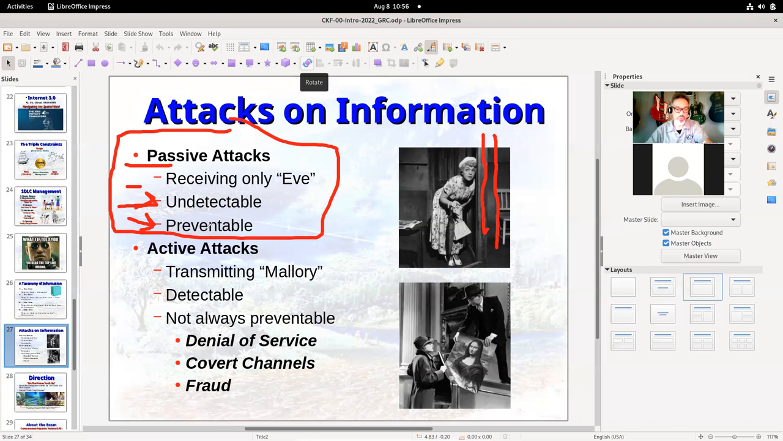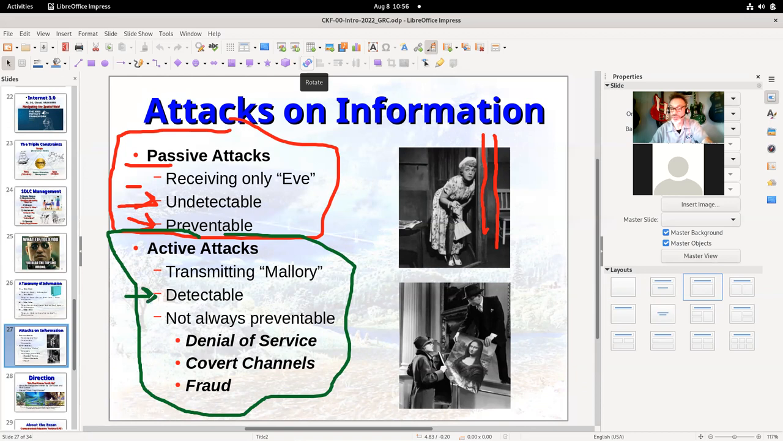So when Bob has the keys to the car, you know, that's what they're actually doing. It's very detectable. Dude, I saw the car leave the building. Why did you do that? I had the cameras up. But it's not always preventable. You can't prevent all denial of service attacks. You can't prevent all covert channels. And there were at least a dozen questions on fraud.